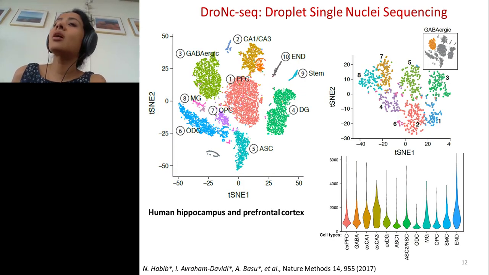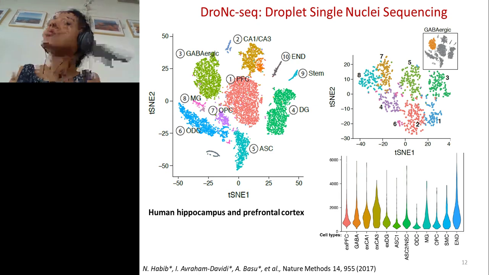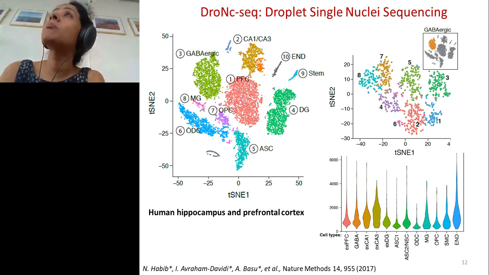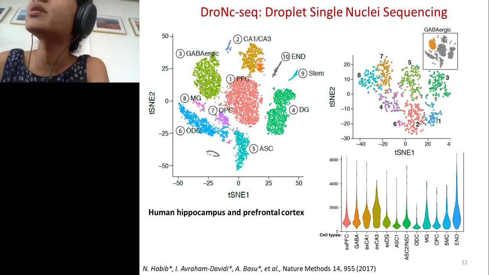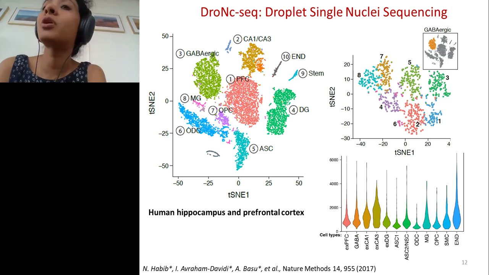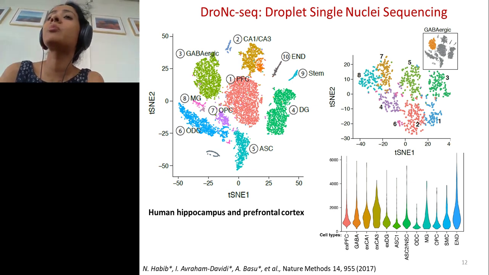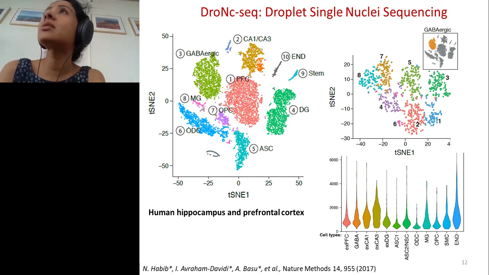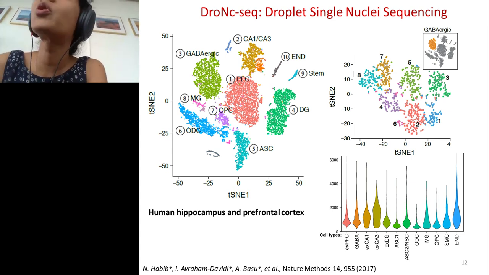So the single nuclei allowed us to work with adult brain, even though we weren't able to get good single cell suspension out of brain tissue, adult brain tissue. We were able to get single nuclei. And based on the nuclear RNA signature, we could identify cell types from this protocol.